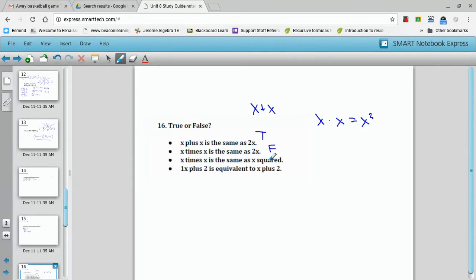x times x is the same as x squared. Well, we just said that right here. That would be true. And the last one, 1x plus 2 is equivalent to x plus 2. And that is true also. Remember, we don't need the 1. If you wrote 1x plus 2, it's the same thing as writing x plus 2. So number 16, true, false, true, true.